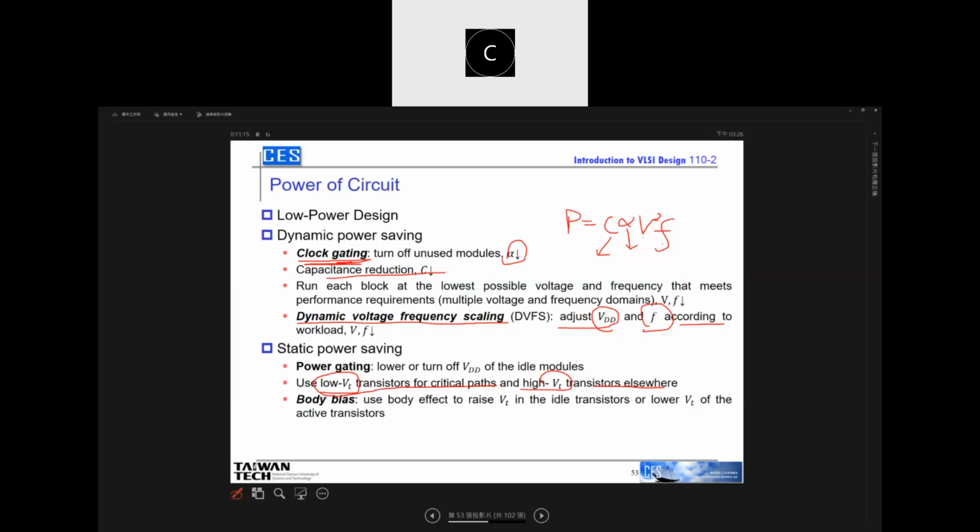Okay, so we'll talk about that in detail. And another is what we call body bias, to raise VT in the idle transistor or to lower VT of the active transistor. So we just dynamically adjust the VT threshold voltage. Okay, so those approaches can be used to reduce the static power consumption. We'll talk about those techniques in detail later, and that's the end of today's lecture.